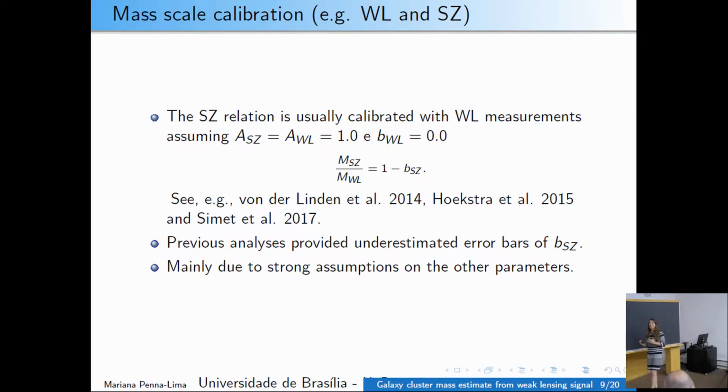So many people tried to understand this, taking a look at the mass estimates and trying to obtain, using a follow-up with weak lensing mass estimates, to understand if the problem could be bias in the SZ mass estimates that they were not taking care of, okay? So we note that this methodology was too simple and could underestimate the error bars, and this is due mainly to the strong assumptions that they were making on the other parameters, right?